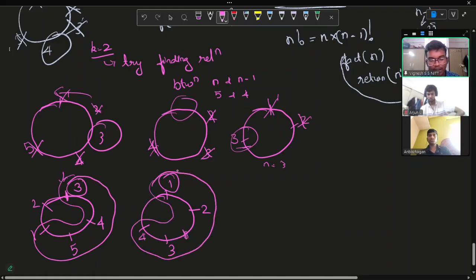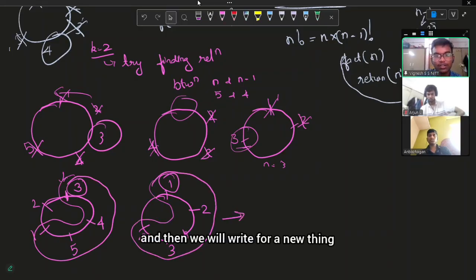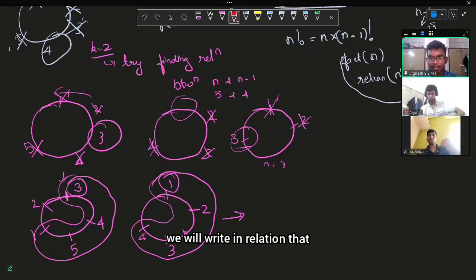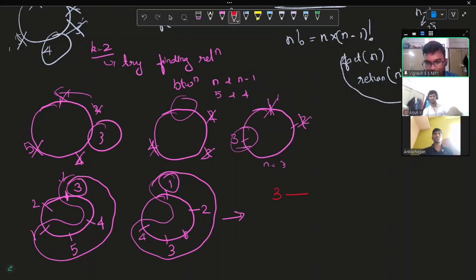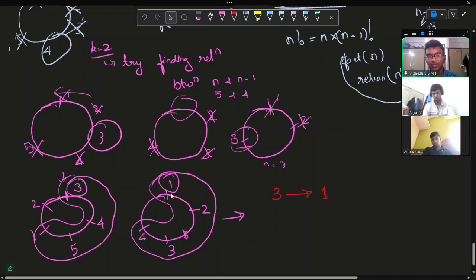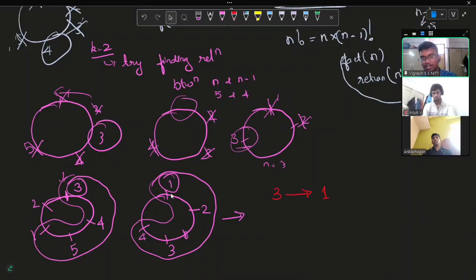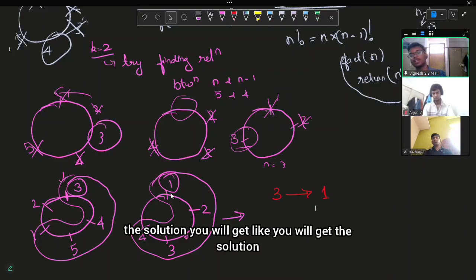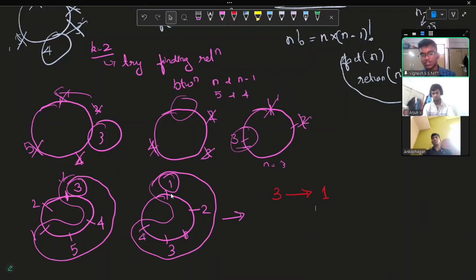Okay. And then we will write a new relation for the position, where this position is the answer. So the position of 3 and 1 is linked. If 1 is changed to 3, you will get the solution. So we will change the numbers exactly from n minus 1 to n.